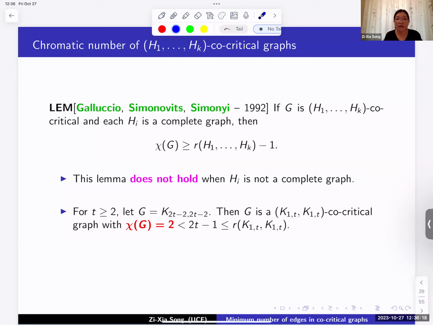The chromatic number of any co-critical graph here is at least its Ramsey number minus 1, if each H_i is a complete graph. For example, if my graph H is a star, you take a complete bipartite graph. This has chromatic number 2, and the Ramsey number is 2t minus 1, so they can be far away from each other for non-complete graphs. So this will be used to study the minimum degree.